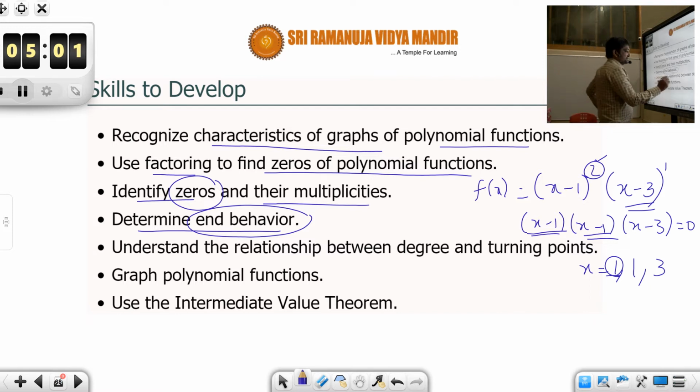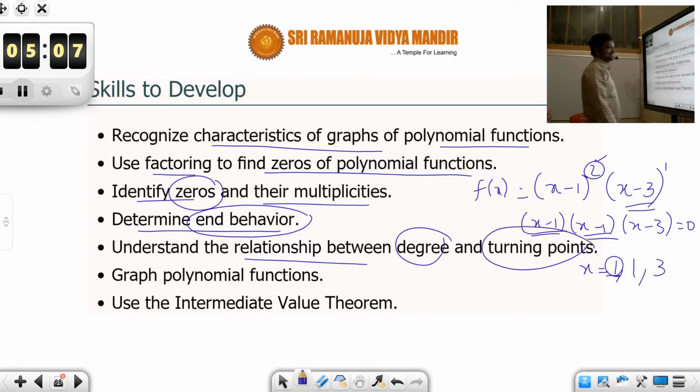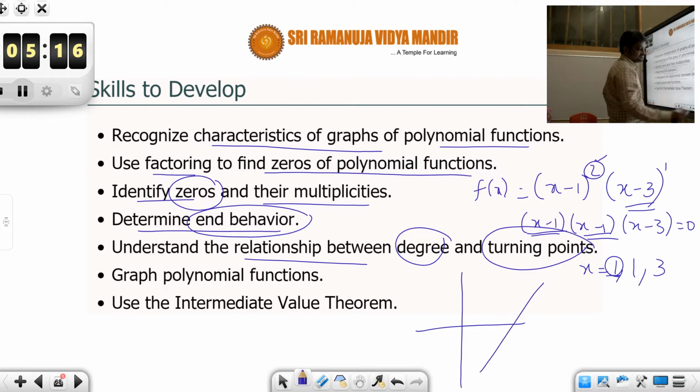And then understand the relationship between the degree and the turning points. Degree and the turning points. What does it mean? Students, say for example, try to draw a straight line. Say line y is equal to x minus 2.